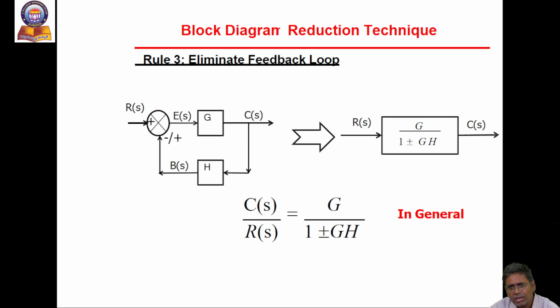In a negative feedback system, the denominator has a positive sign; in a positive feedback system, the denominator has a negative sign. C(s) divided by R(s) is the overall transfer function, which can be represented as G divided by 1 plus or minus G into H. This is the most important rule we use in the block diagram reduction technique. The third rule is elimination of feedback loop.